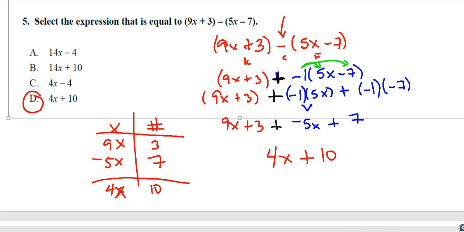So what did I do? I rewrote the subtraction as adding a negative. I put a 1 in front of the parentheses as a coefficient. I distributed the negative 1 so that I could have that expression free. Here, if I put a 1 out here anyway, it still turns out to be 9x plus 3. So that's why we got rid of the parentheses. And then I noticed that my x's go together and my constants go together. That's how I determined what to combine. And after I combine them, 4x plus 10. And that's it.